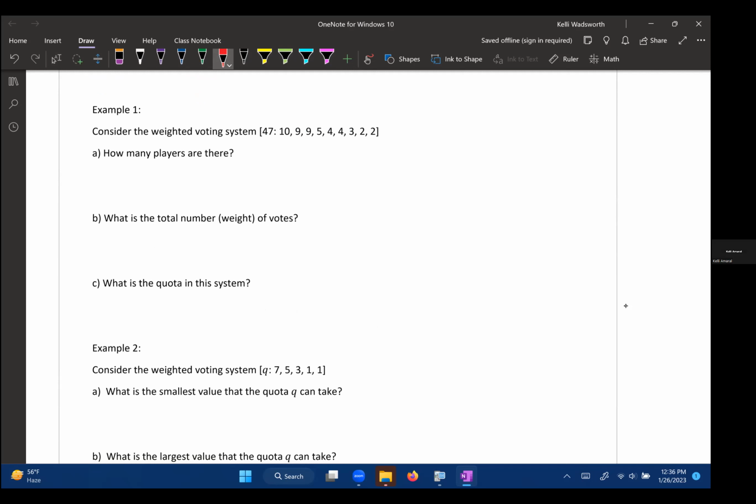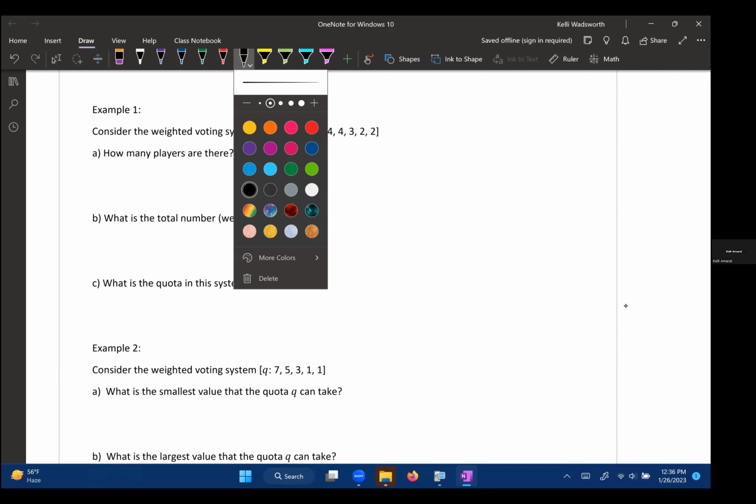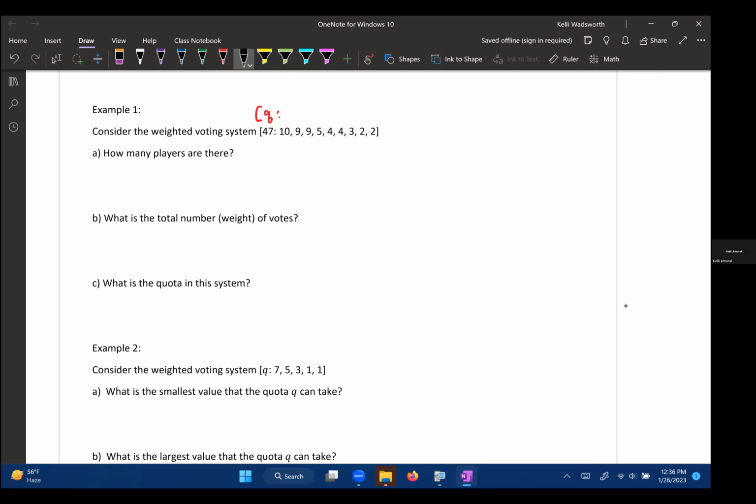Okay, so I think the easiest one to answer is part C, what's the quota? Because we know that in a weighted voting system, we have a square bracket, then we have the quota. So clearly the quota is 47. That means in order to pass, if this is a committee or they're trying to pass laws, resolutions, proposals, whatever, 47 votes are required in order to pass whatever they're going to vote on.